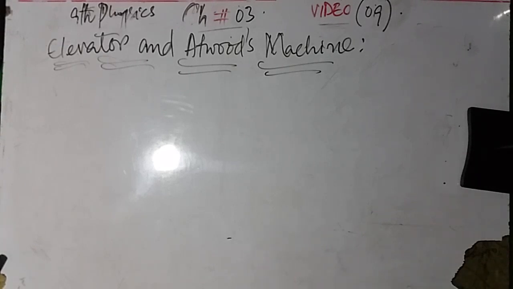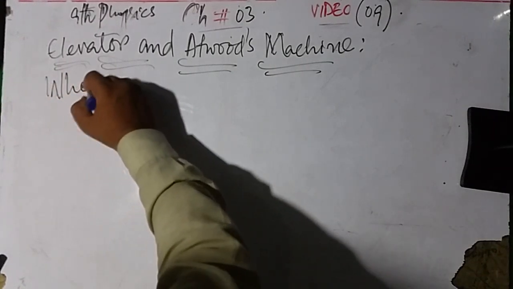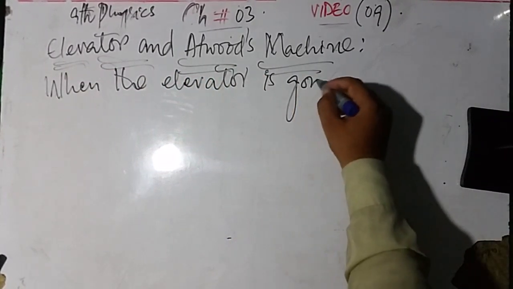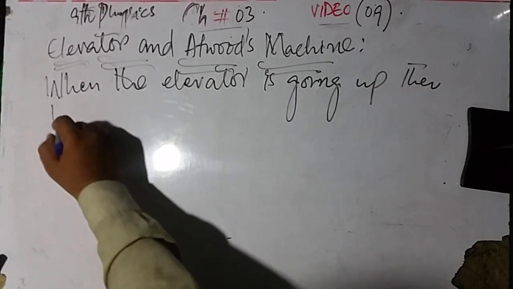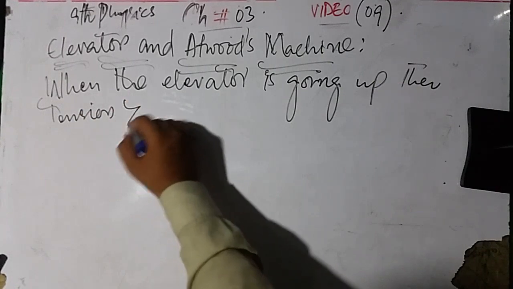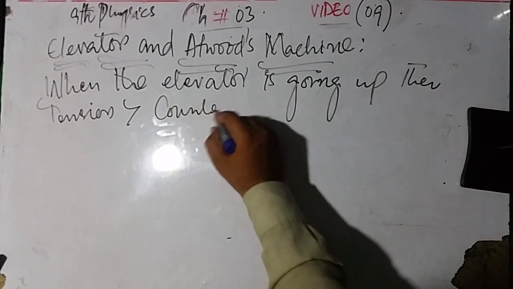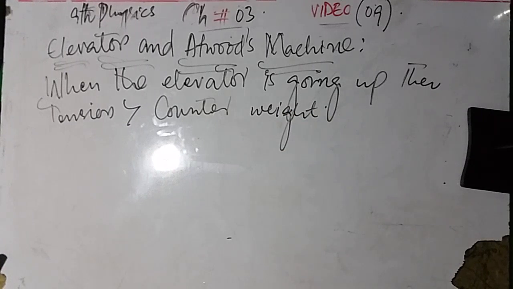So here we are going to discuss only the first case, when the elevator is going up. In that case the tensional force will be greater than the weight of the counterweight. So for the elevator we are going to find the tension. As we have discussed earlier, it's a practical example of Atwood's machine, so by using the mathematical forms of tension we can derive the tensional force for the elevator.